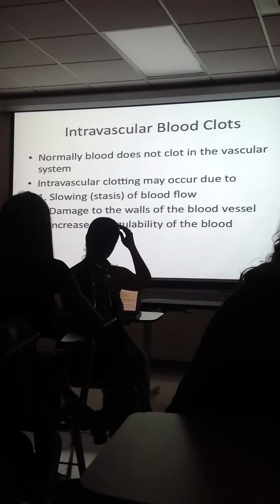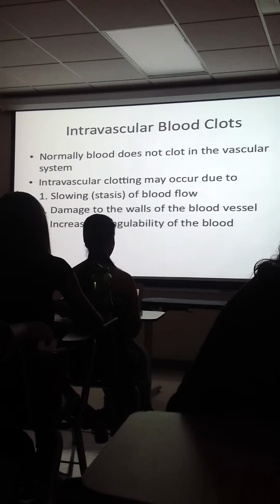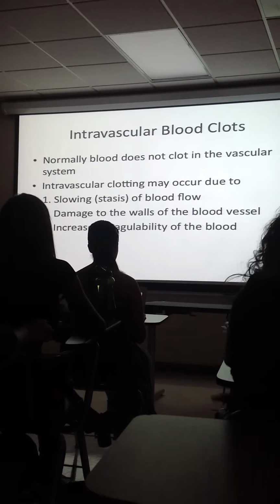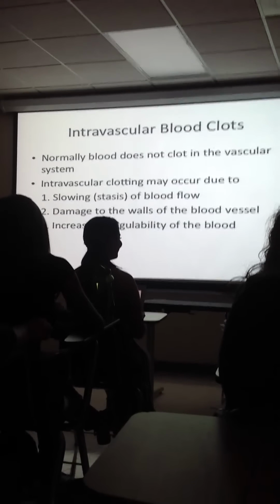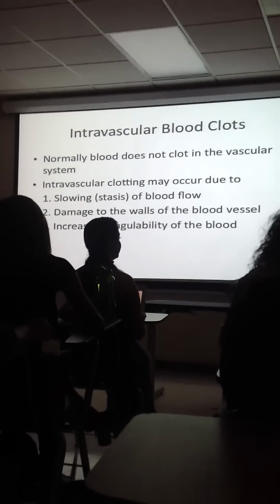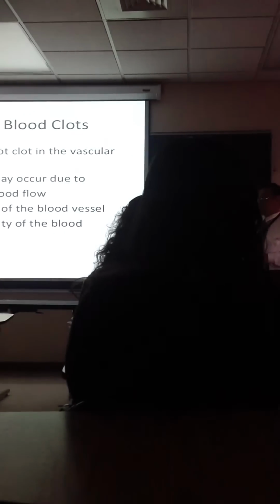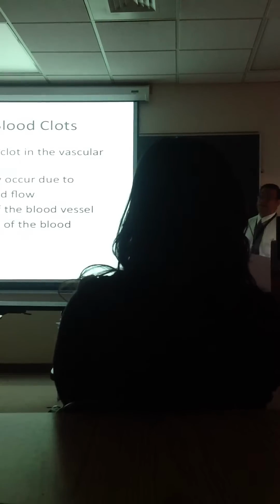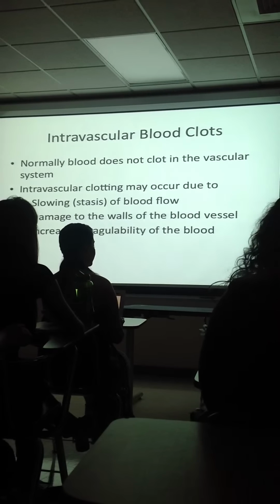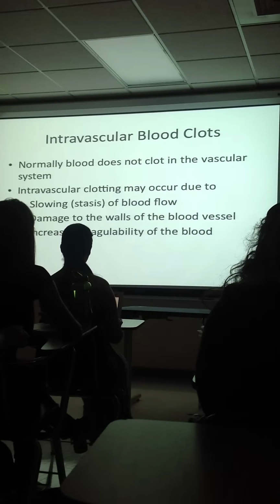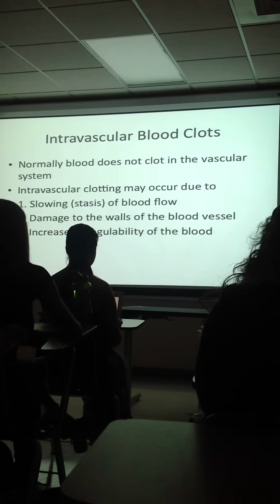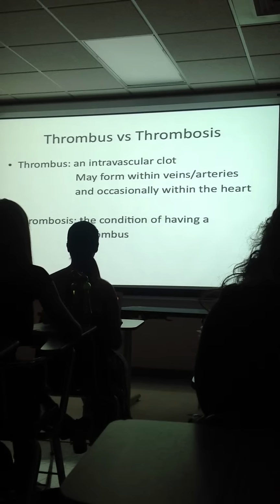So, if they do form, it's because blood has slowed to the point where those cells can become, you know, BFFs and hang out together. Or there's damage to the walls of the blood vessel, or to the heart, and then the coagulability factors increase. So these three areas are really things to consider as causes if you do have those clots. All right.